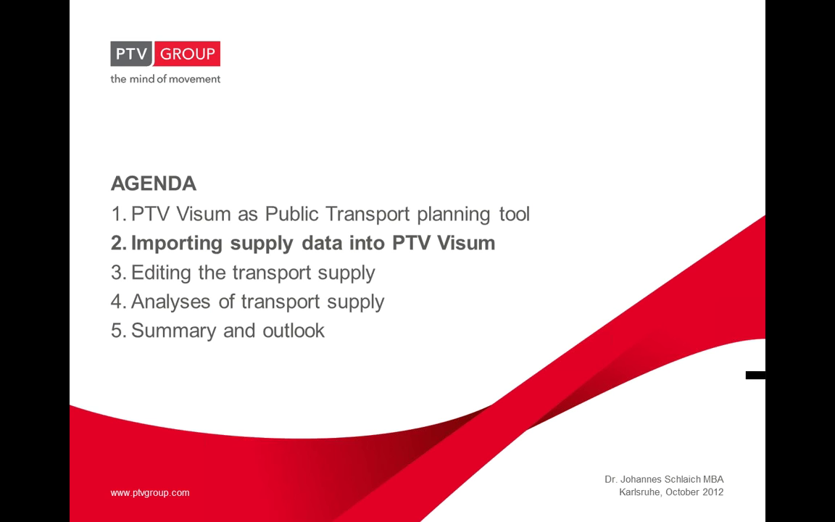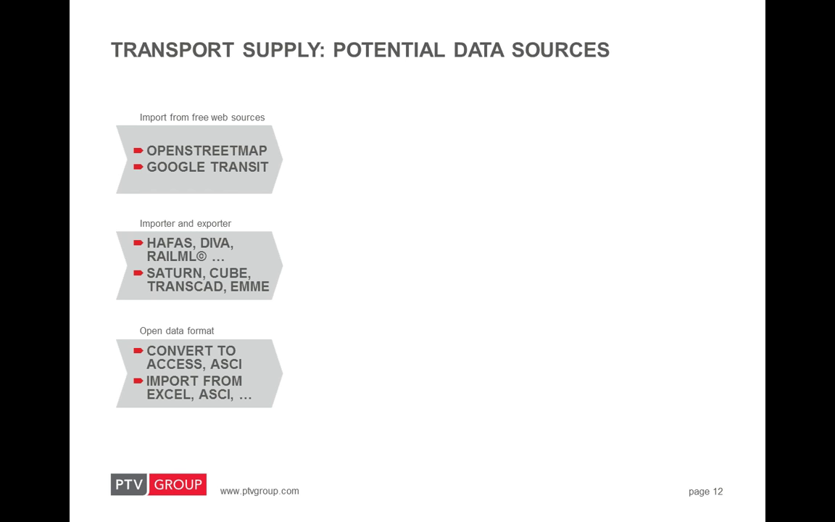After this short introduction, I now want to go more into detail about the importing of supply data. Once you have defined the objective of your project, the objective of your model, the second question is always, how do I get the data into my model? Where can I get the data from? For this, there are a couple of data sources you can use. One is to import data from free web sources. This can be OpenStreetMap or Google Transit feeds.